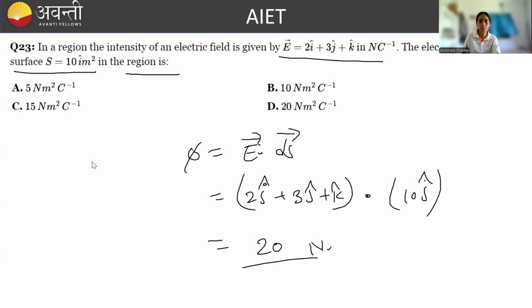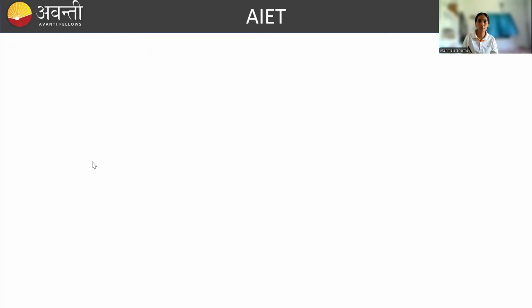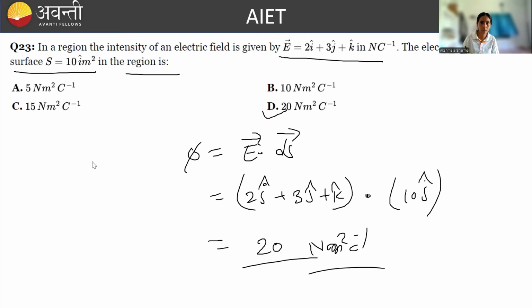The unit of flux is Newton meter square per coulomb, right? So the answer will be D. So question number 23 has the answer. Here you will write the answer is B. I just wanted to check, was it B or D? It is D. Yes.